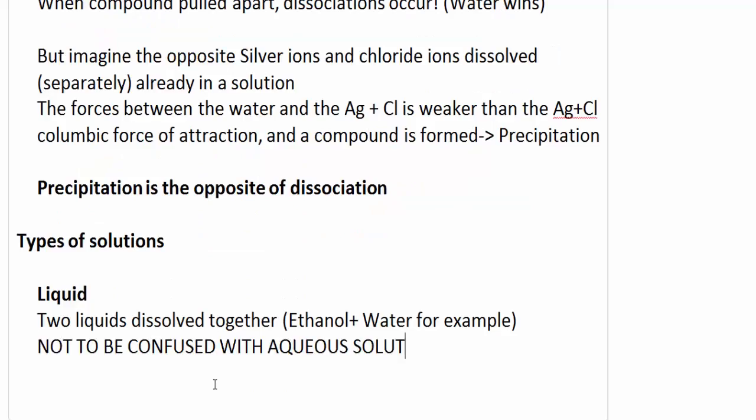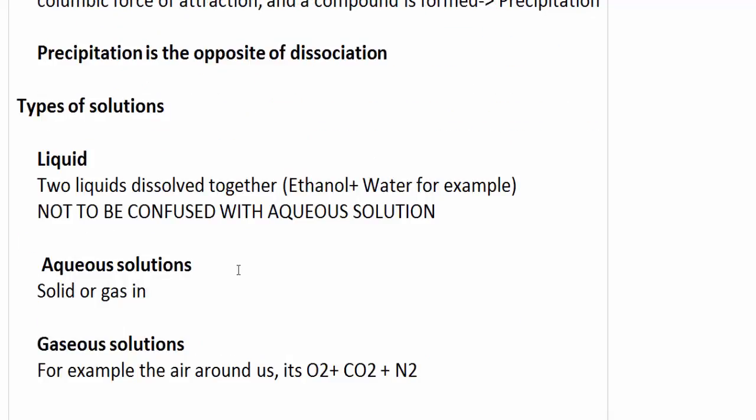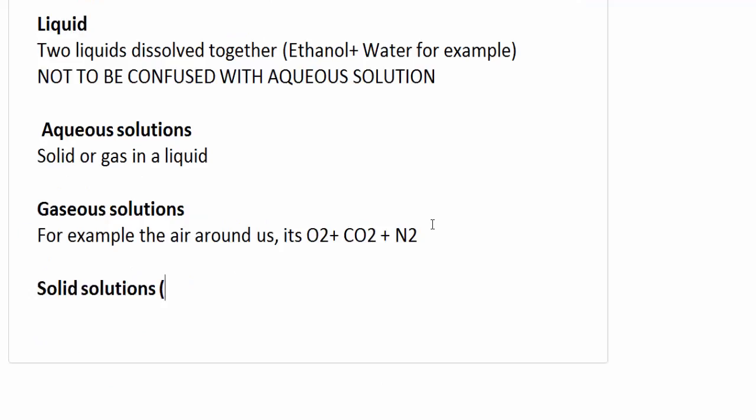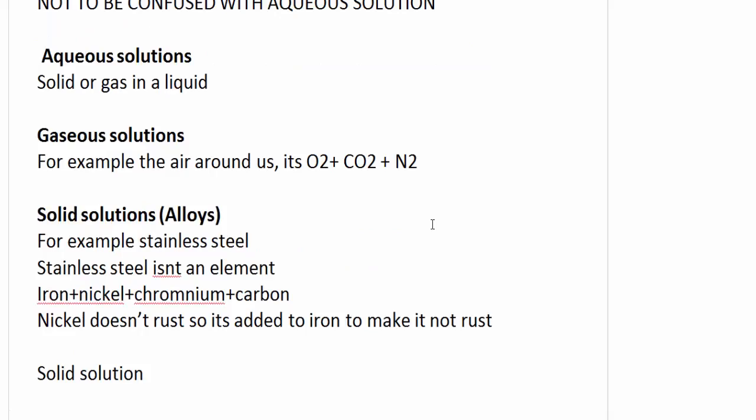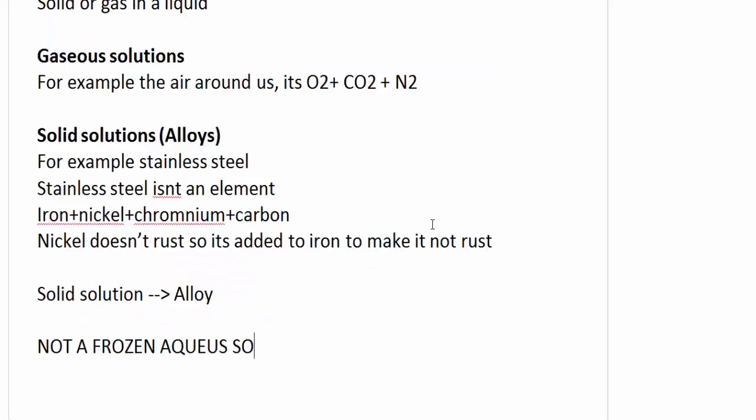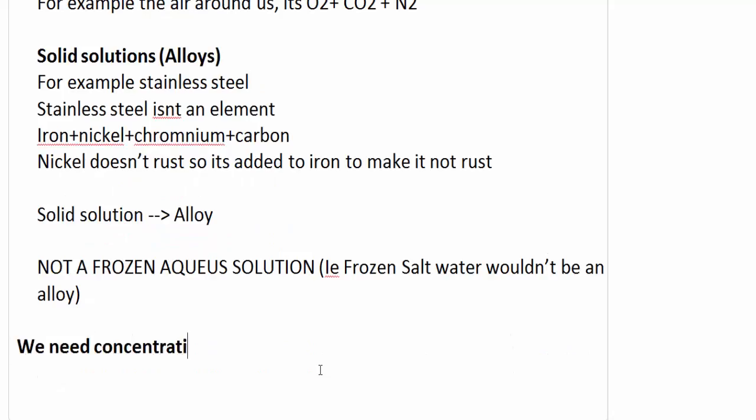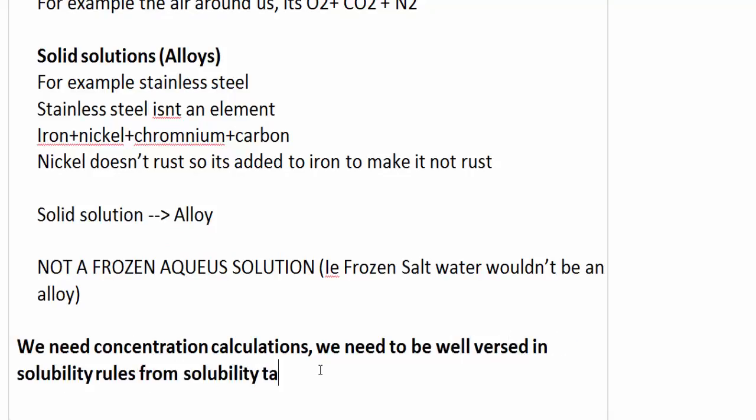So let's look at types of solutions. There's liquid solutions, aqueous solutions, and gaseous solutions. And solid solutions are alloys, for example. Stainless steel is an alloy, iron, nickel, and chromium, and carbon, and so on. But not a frozen aqueous solution. So don't get the idea that, for example, frozen salt water is an alloy.